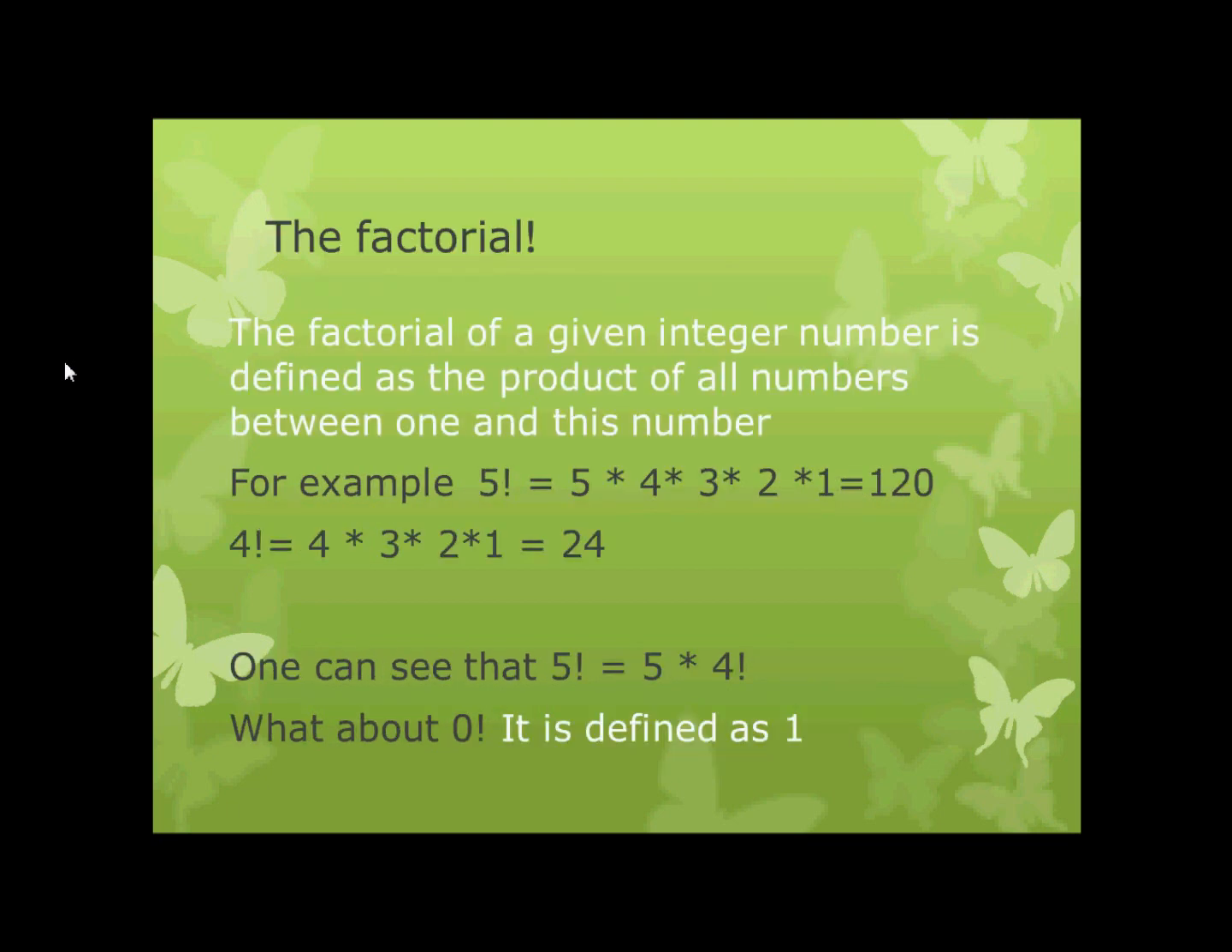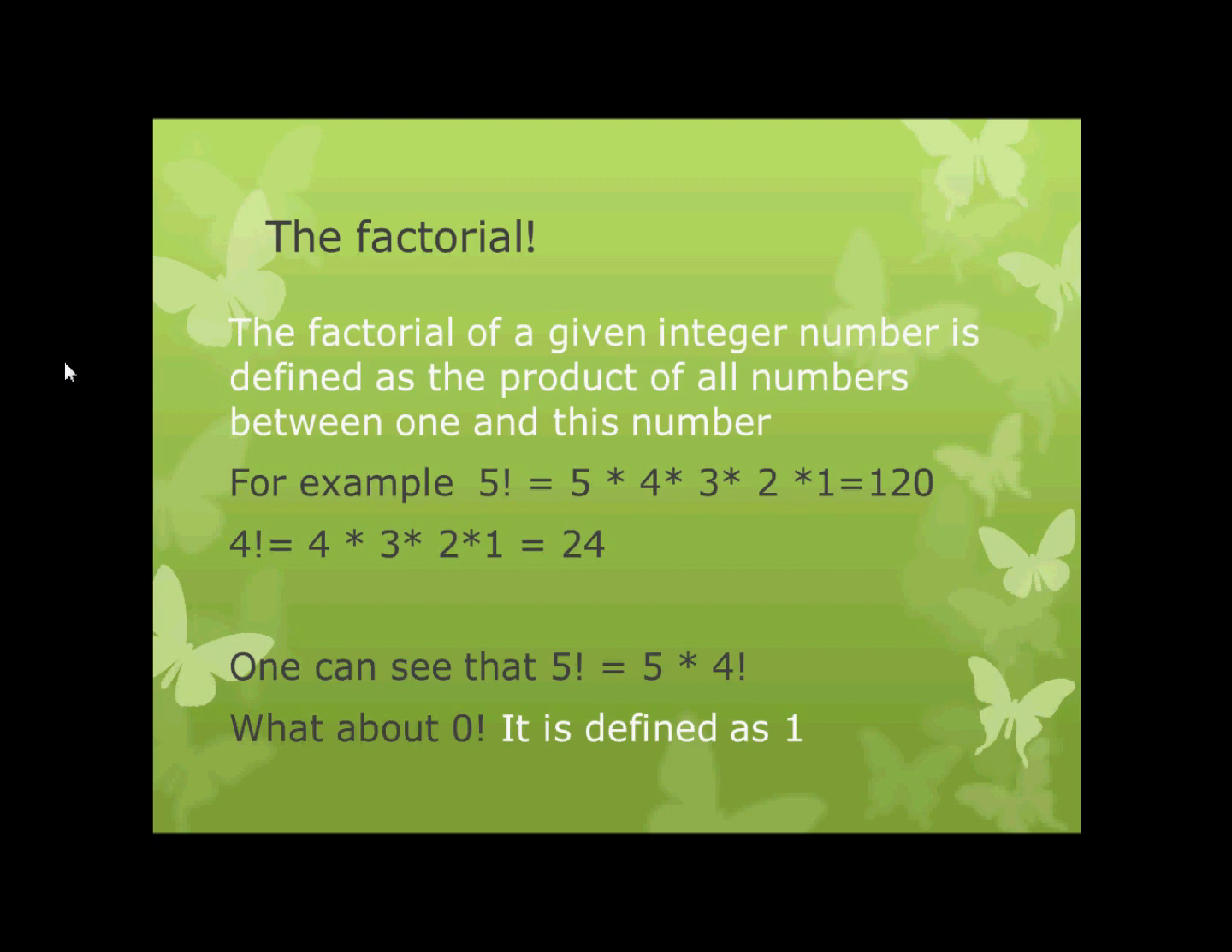Okay, so let's move from eating tart into some real example: factorial. The factorial of a number is defined as the product of all numbers from 1 to this number. So factorial of 5, we multiply 5 by 4 by 3 by 2 by 1. It's equal to 120. Factorial of 4 in the same manner is 24. And let me tell you that factorial 0 equals 1.